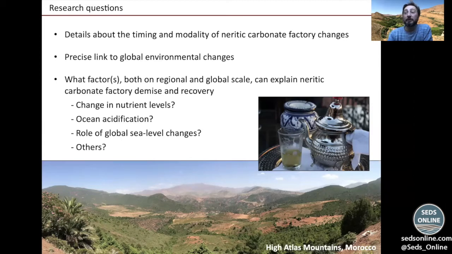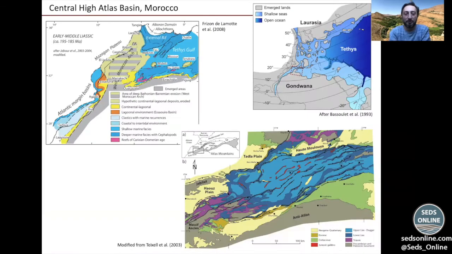And the reason, and I will show you why. First of all, it's a very beautiful country, Morocco, but then there are also some very good geological reasons to do that. First of all, let me introduce you to where Morocco was during the Jurassic. It was in the northern part of Gondwana, as it is nowadays, right? But it was situated at the western end of the Tethys Ocean. There was yet, during the Toarcian, probably no connection towards the Pacific Ocean.